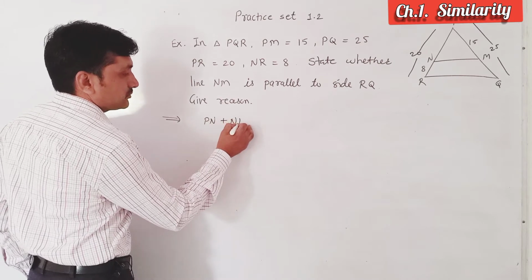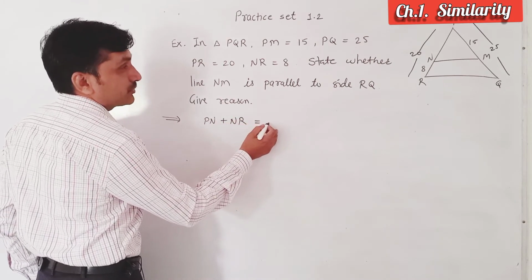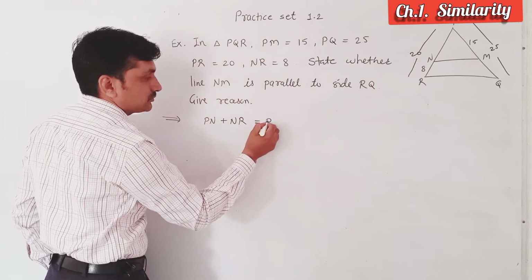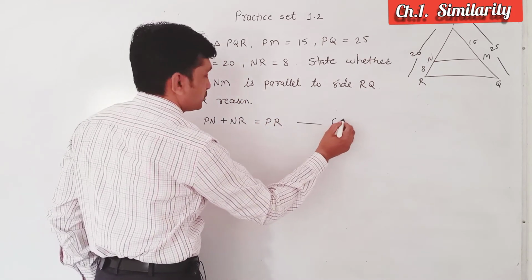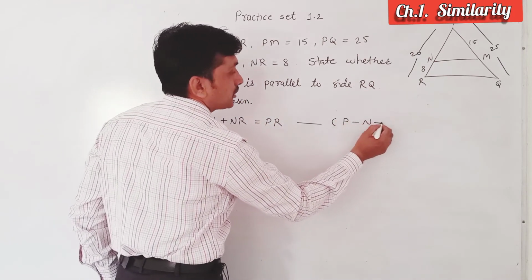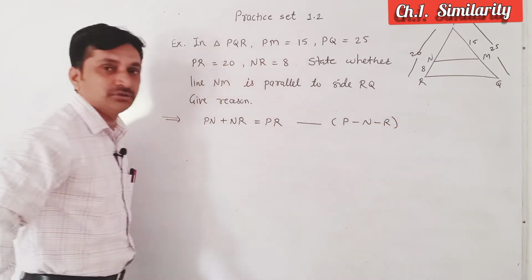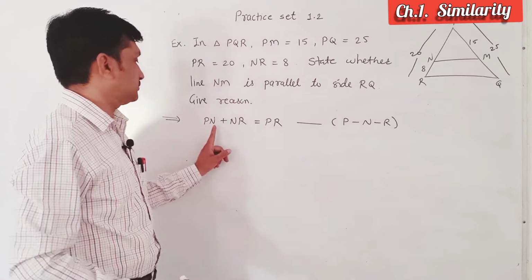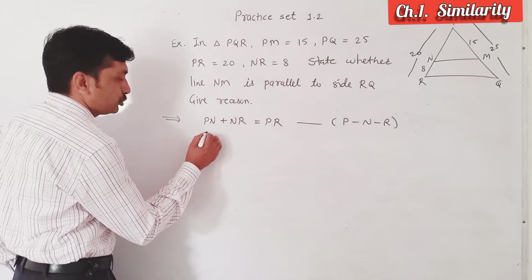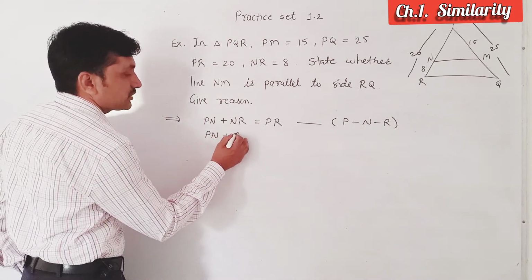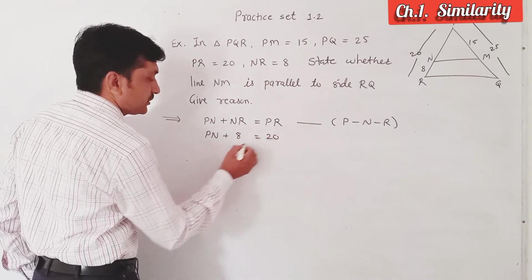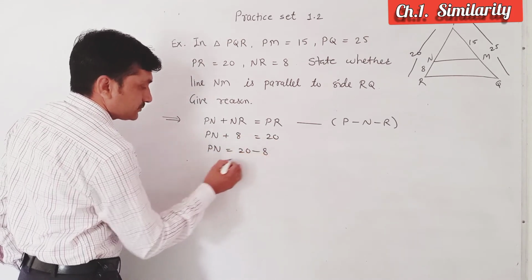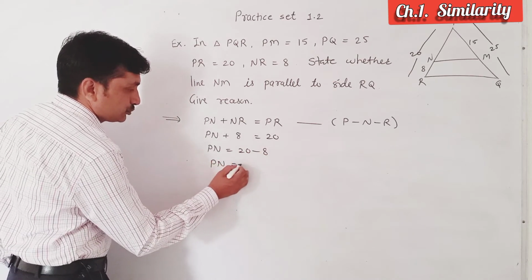First PN plus NR, segment addition property. PN plus NR is equal to PR. Here you can write, collinear points P, N, R, by betweenness property. PN plus NR is equal to PR. Now put values. PN we don't know. PN plus NR is 8, PR is given 20. Therefore PN we get 20 minus 8. PN is equal to 12.